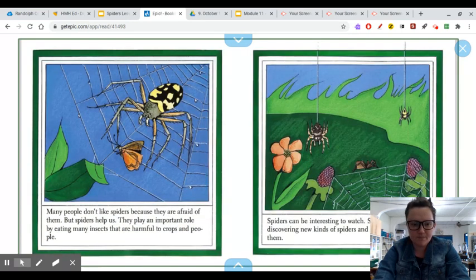Many people don't like spiders because they are afraid of them, but spiders help us. They play an important role by eating many insects that are harmful to crops and people. Spiders can be interesting to watch. Scientists are still discovering new kinds of spiders and learning more about them.